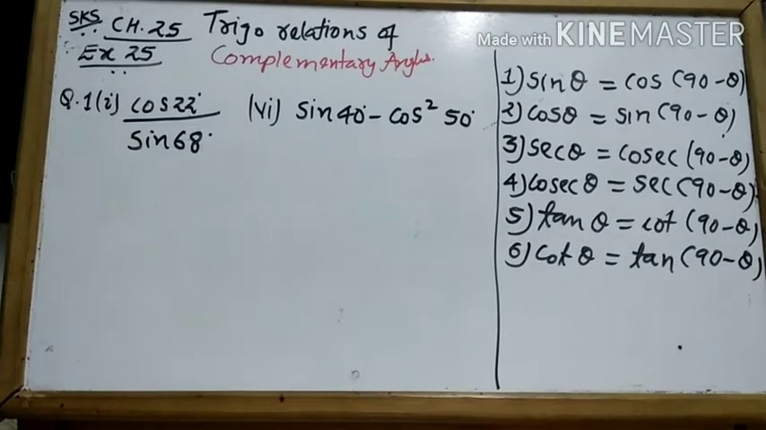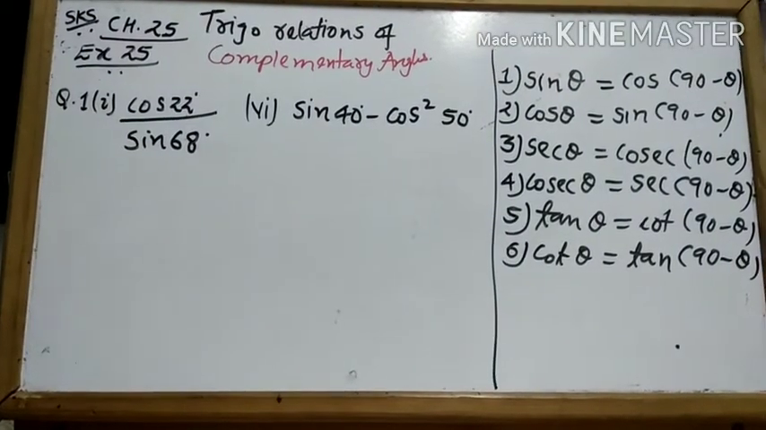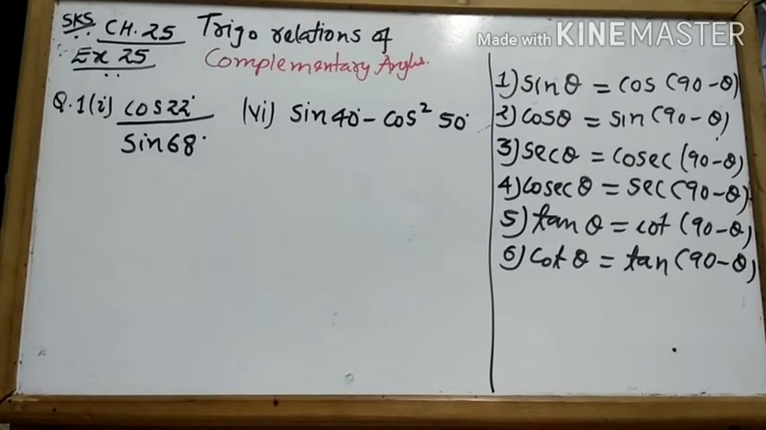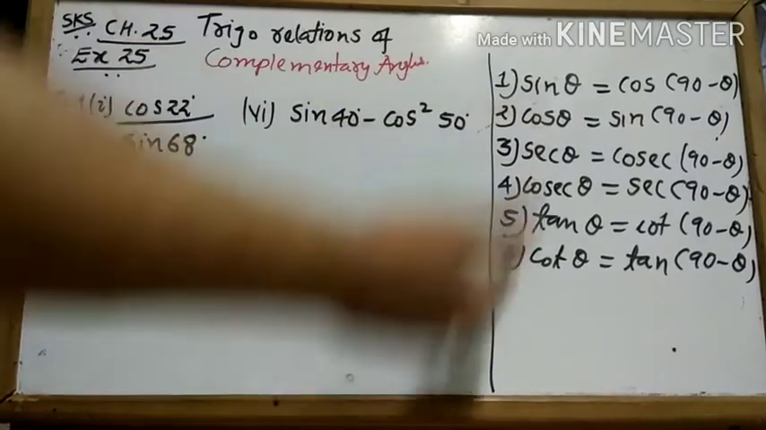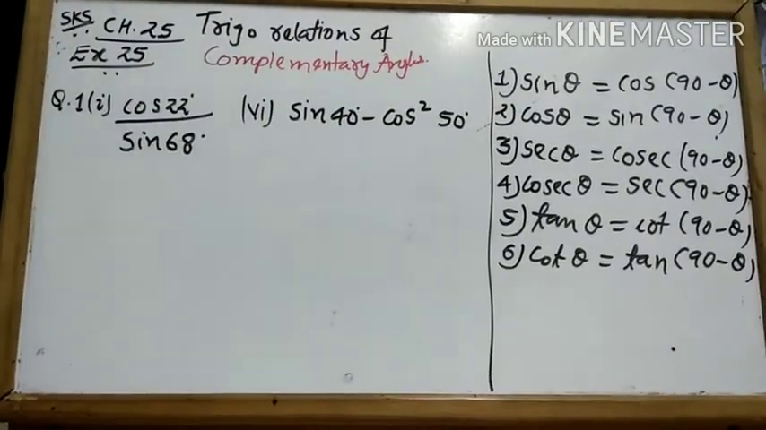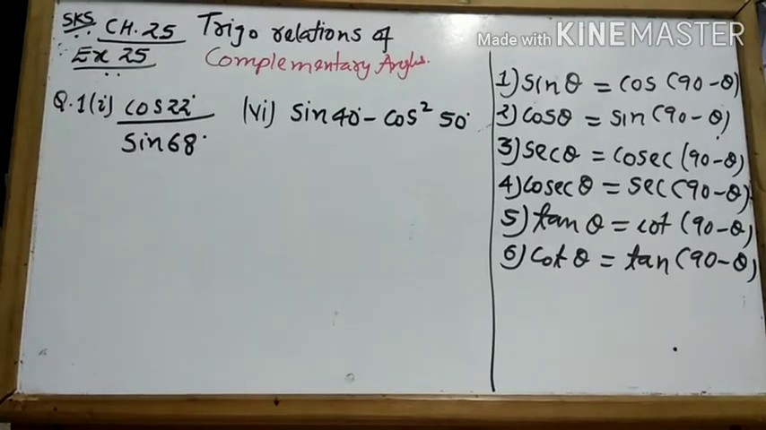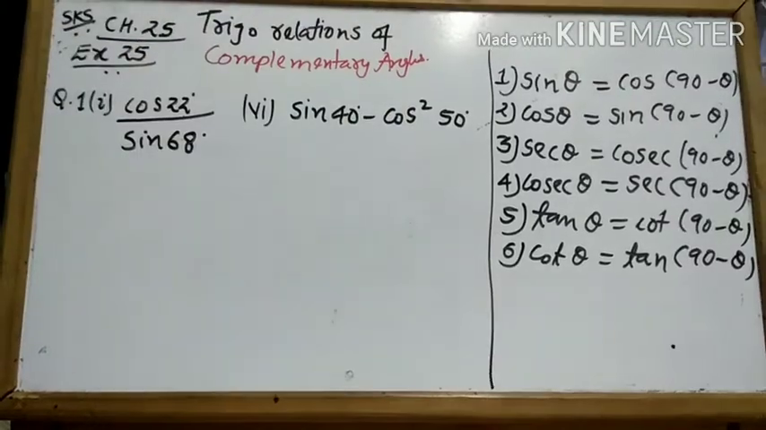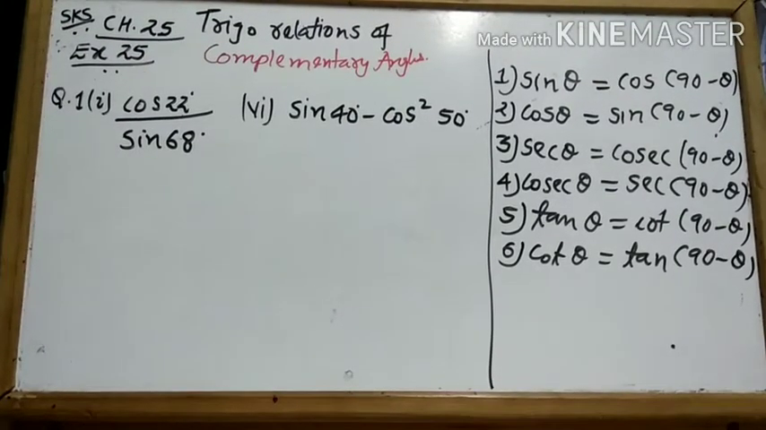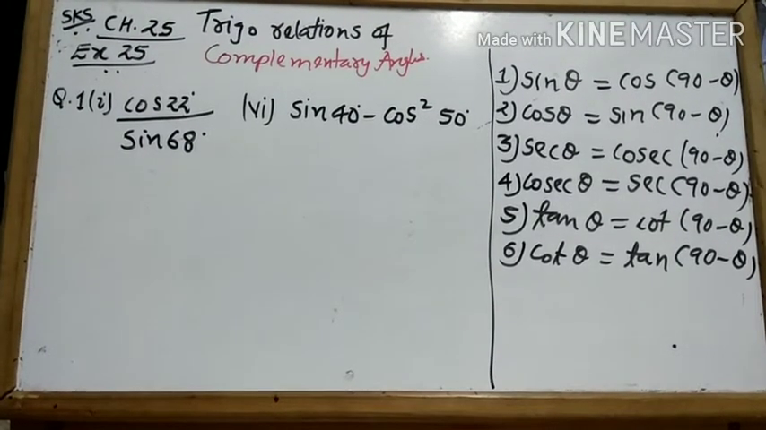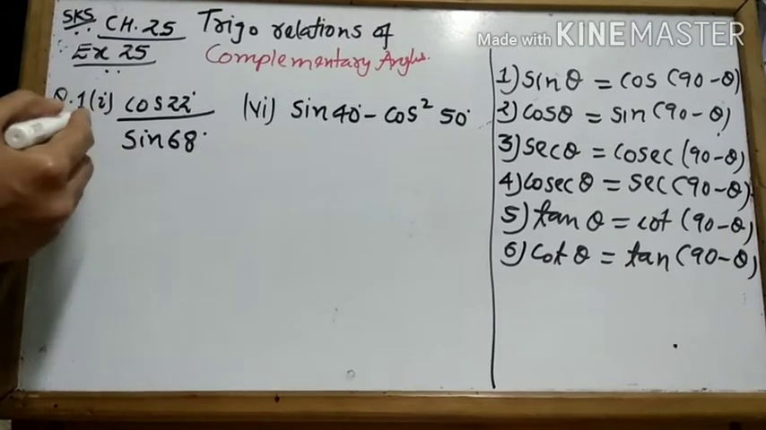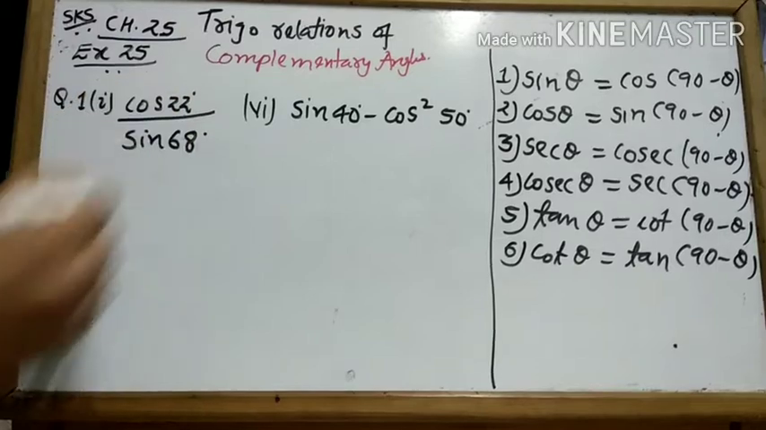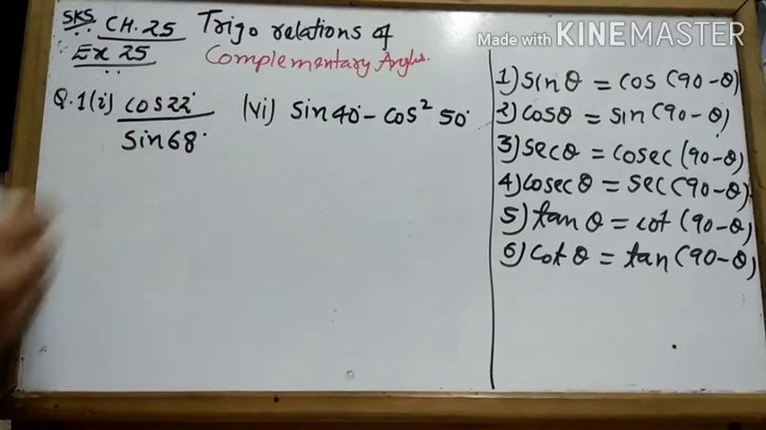I extended those two more relations, which I am not opening up right now because we do not require those relations. We'll be using one or more relations while solving this particular exercise. And remember, the heading itself mentions complementary angles. Now, I have taken question 1, sub question 1. I have to find out the ratio of cos 22 degree over sin 68 degree.